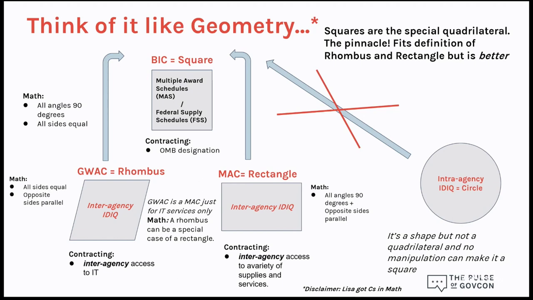Now, again, just to add further definition confusion, multiple award schedules, the MAS/federal supply schedules, which can be used interchangeably, can also be BICs. Now, over here you have the rhombus and the rectangle too, they can connect from a math perspective, because although a GWAC is for IT services, it is a MAC just for those IT services. So in math, a rhombus is actually a special case of a rectangle. So that's how I made that work.